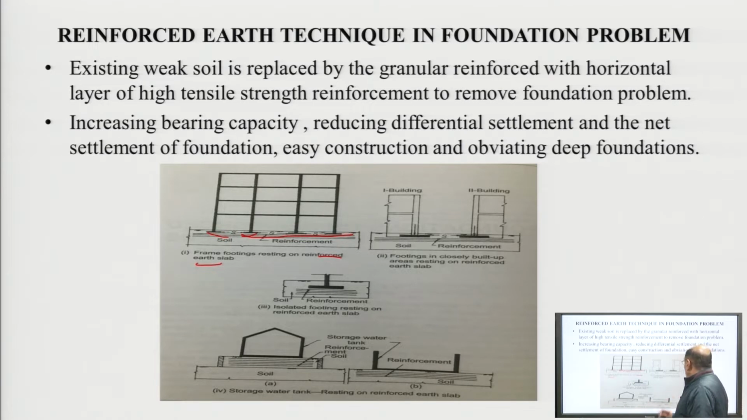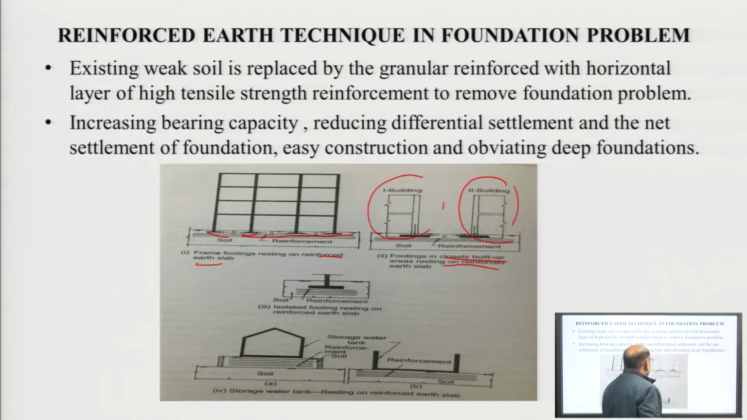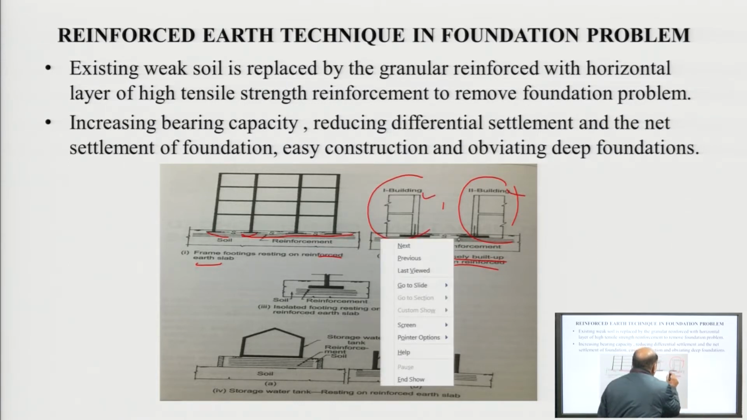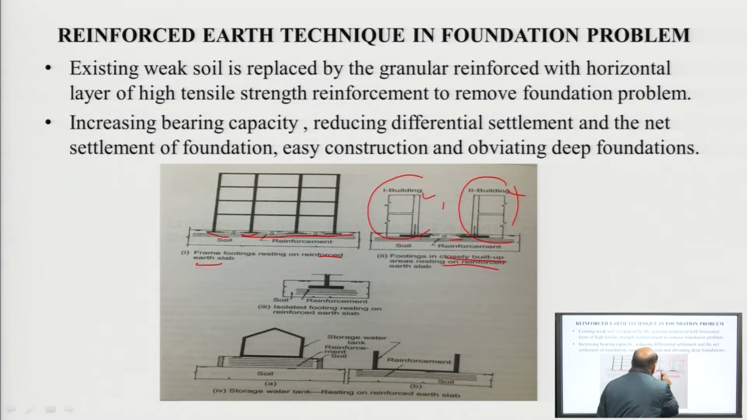The second is a footing in a closely built up area resting on reinforced earth slab. We can see here these are the two buildings. They are built very closely to each other. So, reinforcement is provided throughout the foundation, including building 1 and building 2. We can see here the reinforcement provided in the earth to improve the bearing capacity of the soil.